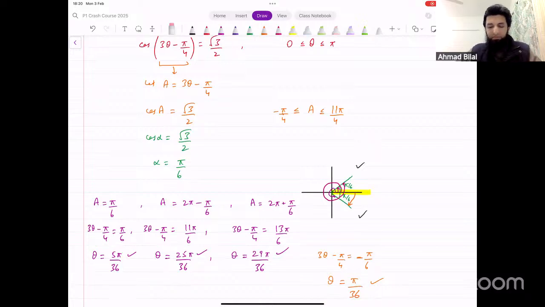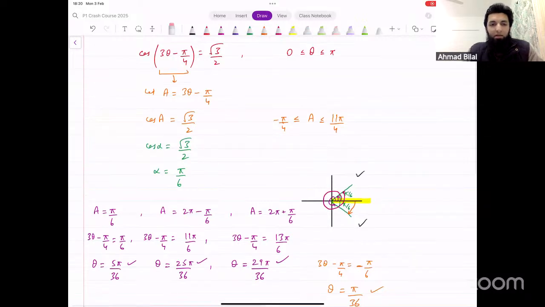Any problems with this? Questions on this, anyone? No problems?